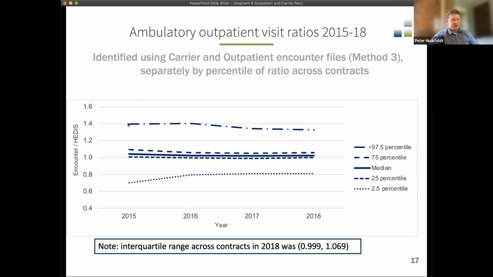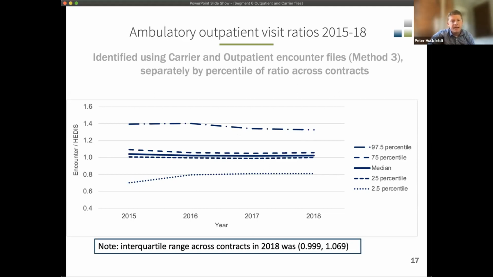Especially in 2015, there are quite a few more visits in the outpatient data, or quite a bit fewer visits in the encounter data. So these outliers are of some concern. The other thing is that the outliers, the tails, do converge a little bit in 2018.